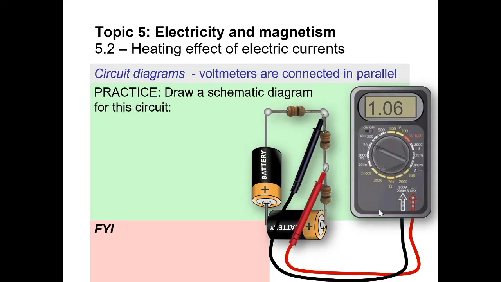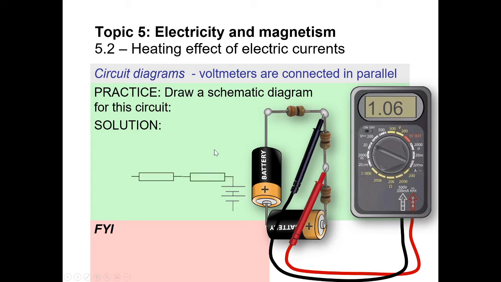Okay. So first, let's draw a schematic diagram for this circuit here. We've got 3 resistors in series, we've got 2 batteries in series, and connecting the voltmeter across the leads of the resistor in the middle, we can see it's 1.06 volts. So this is a multimeter, but it can act as a voltmeter, an ammeter, and an ohm meter. We have to connect the voltmeter in parallel to whatever device we're trying to measure.